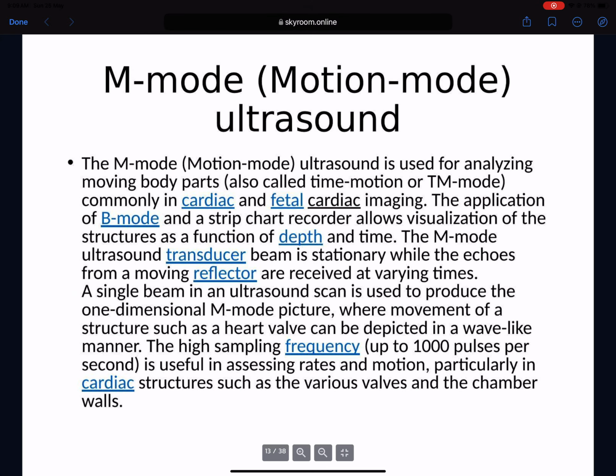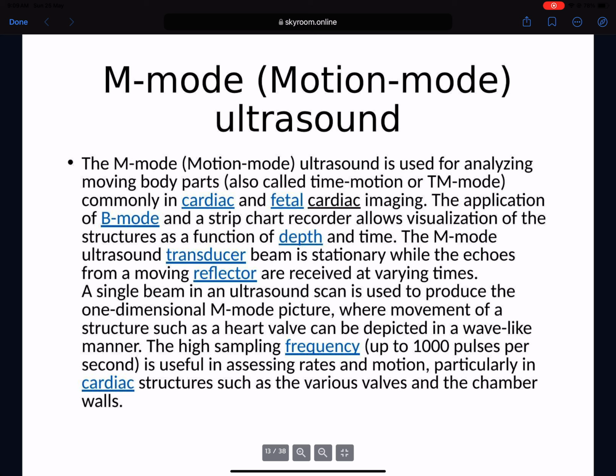The third mode is M mode. I don't want to talk too much about M mode and real time. Just that M mode and real time are very, very similar, because if you remember from yesterday, we told you that two types of ultrasound are used in medicine: pulse mode and continuous mode.